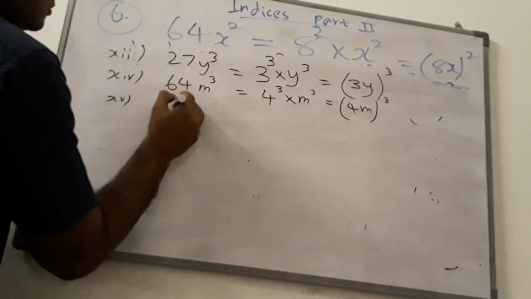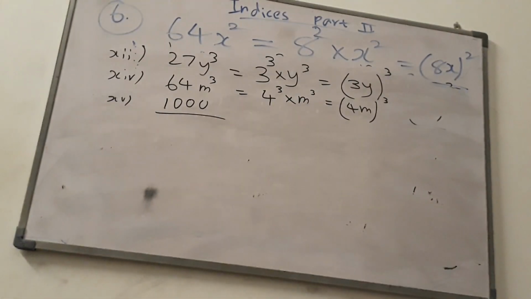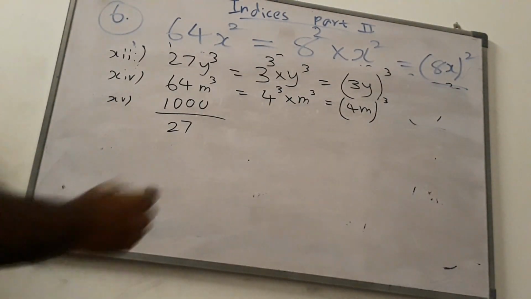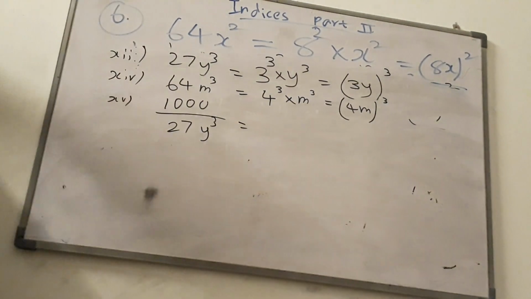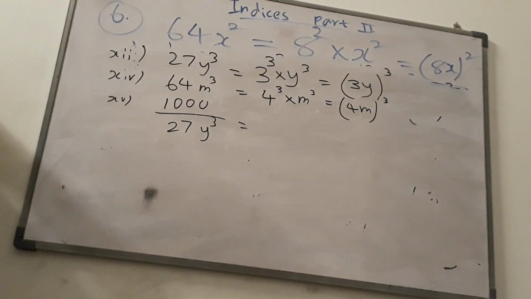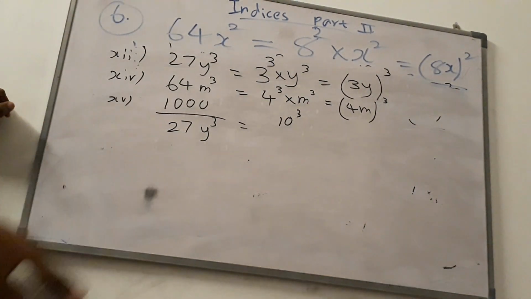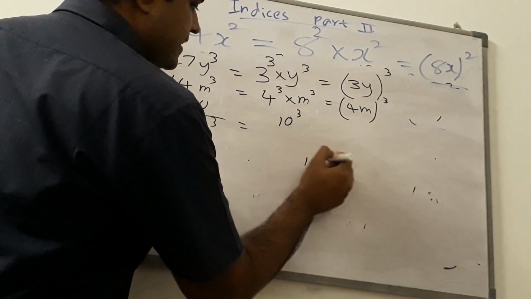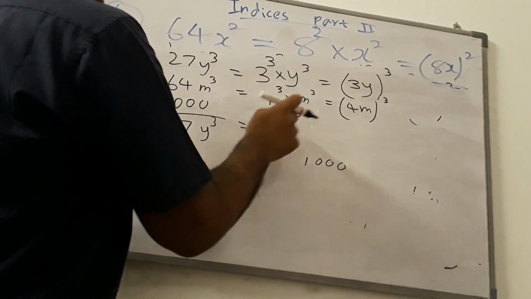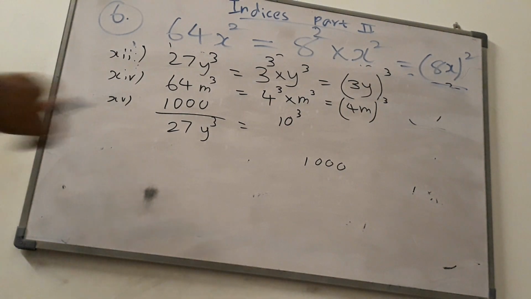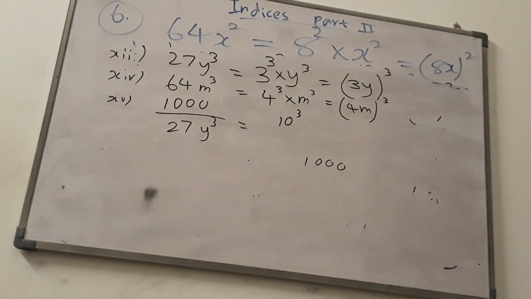That is 1000 divided by 27y cubed. Yes, y cubed. There is no common factor to 1000 and 27. 1000 means 10 cubed. 10 times 10 is 100, 100 times 10 is 1000. Or if we write 3 zeros after 1, that means it is 10 to the power 3. We can write 1000 as 10 to the power 3.